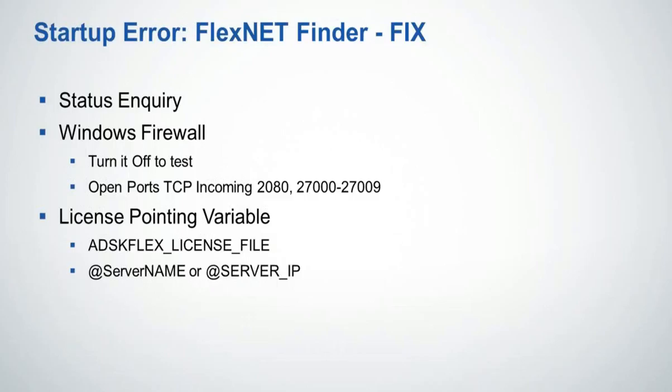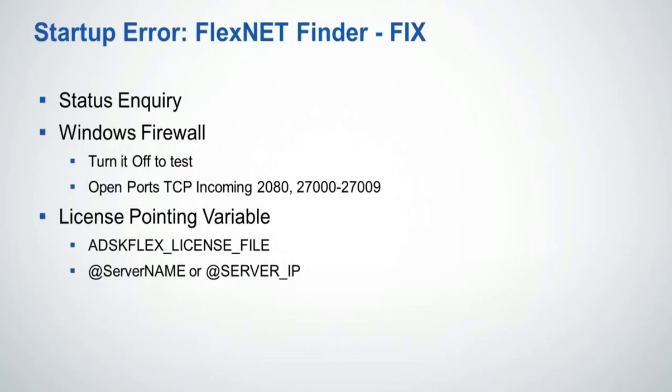If you're not sure where your client is pointing, you can point the client using a license variable. We would use a system variable. We would call it ADSKFLEX_LICENSE_FILE, and we would put in the server name, or we would put in the server IP address. You need to make sure you put the @ symbol before it. That's important. That will make sure that you're looking to a machine.